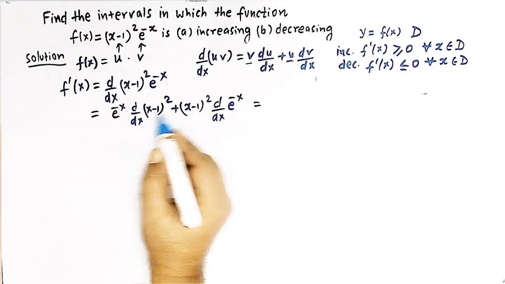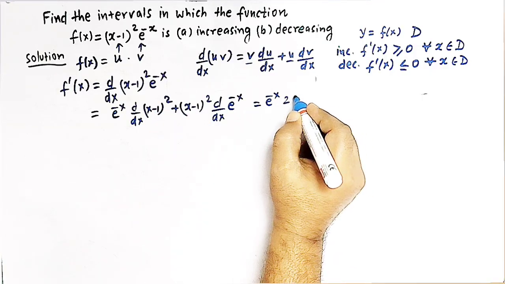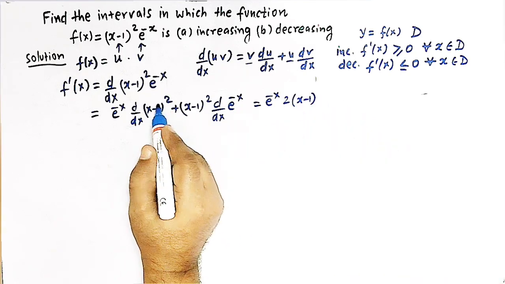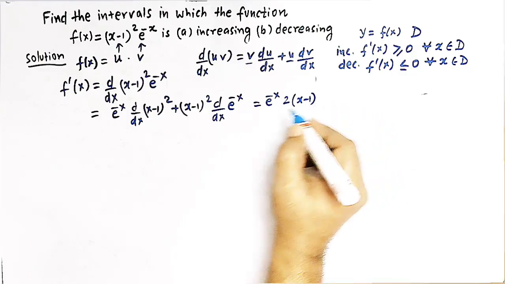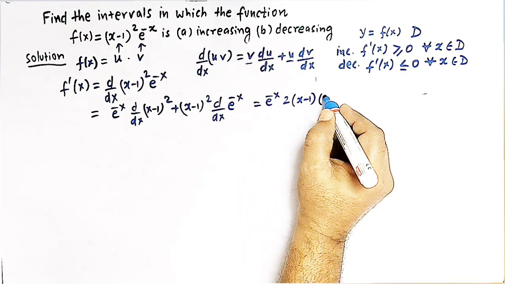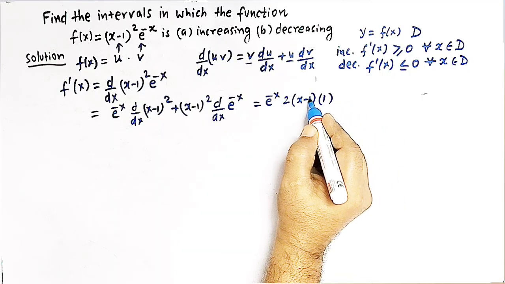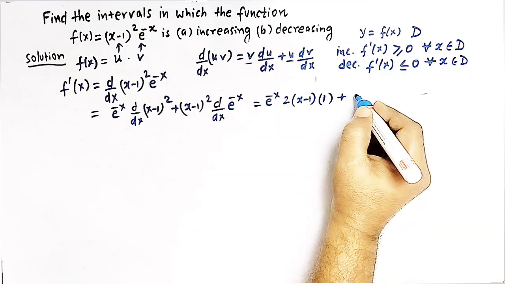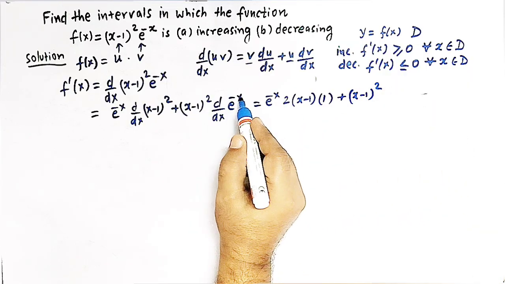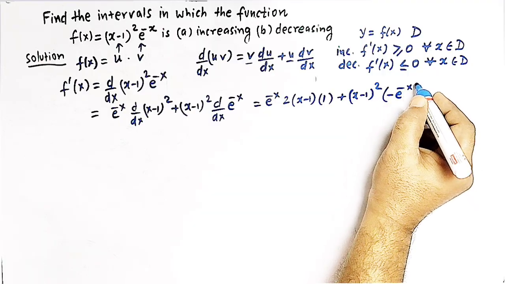So here the derivative of (x minus 1) squared is given by 2 times (x minus 1) using the power rule, and then by chain rule the derivative of x minus 1 is simply given by 1. The derivative of x is 1 and the derivative of 1 is 0, and here we have (x minus 1) squared, and the derivative of e raised to minus x is given by negative of e raised to minus x.